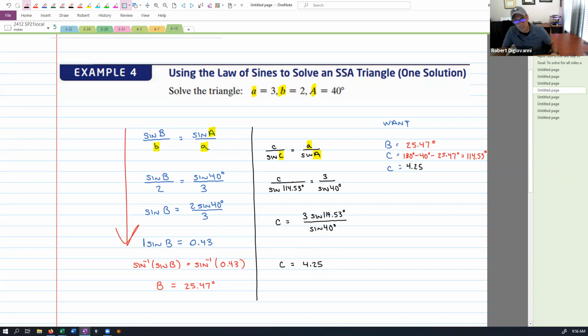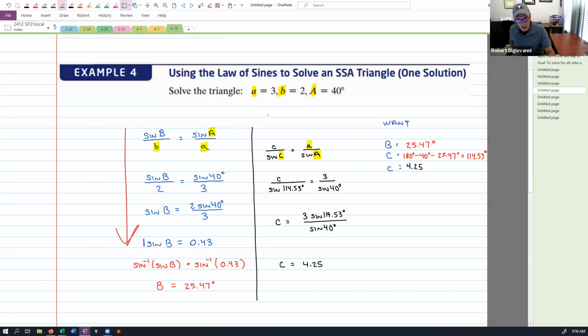Let's go with it. Okay, now I want to point something out that I have not mentioned up to this point. That's very important. When you have a triangle, the biggest side that you have will have the biggest angle, and the smallest side you have will have the smallest angle.